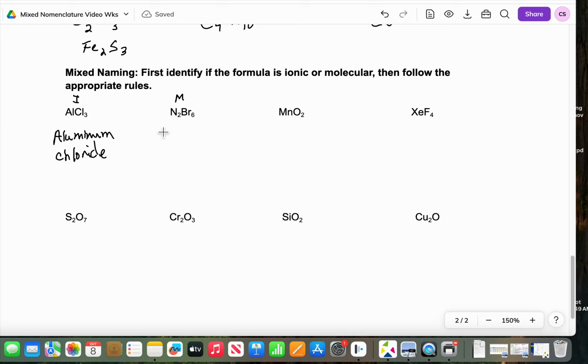Okay, N2Br6 is a molecular compound. Now you've got to use the prefixes. Dinitrogen. 6 is hexa, hexabromide.